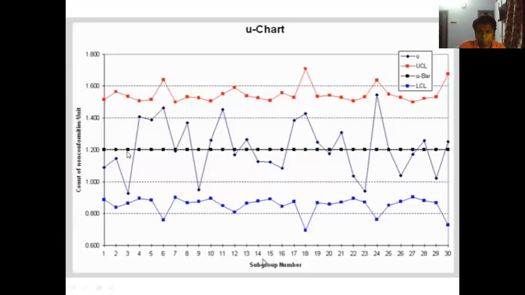You can see here that this is your central line, U bar, but your upper control limit is not a straight line, it's like this. Your lower control limit is also not a straight line. Why? Because each and every time your subgroup size varies, that's why the upper and lower control limits are not straight lines.